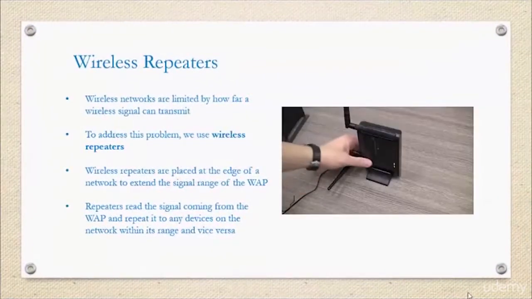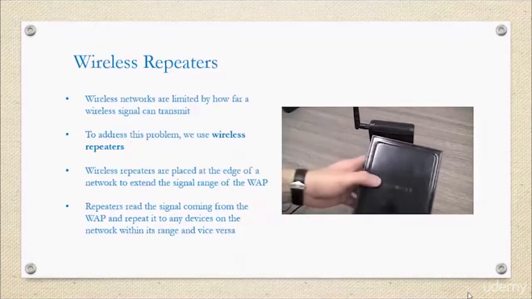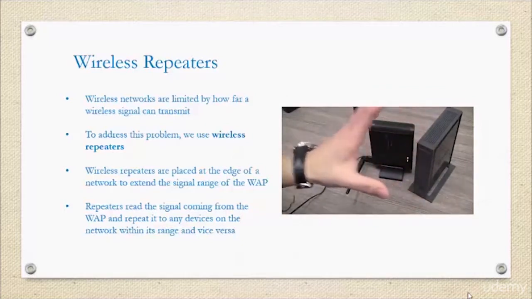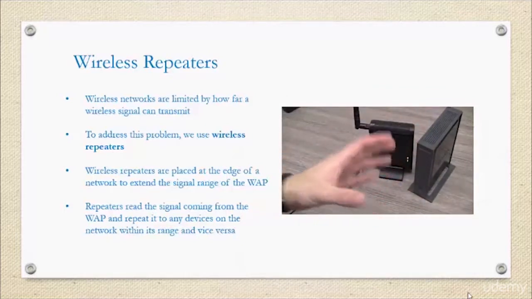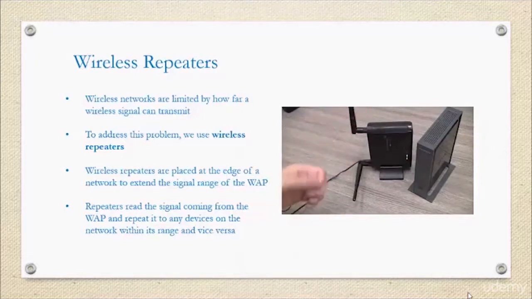Another technology that we haven't talked about is a wireless repeater. Wireless networks are limited in how far a wireless signal can transmit. So if you think about the range of a wireless access point, it only goes so far, right? You could place a wireless repeater at the end of a network in order to extend the signal range of a wireless access point.